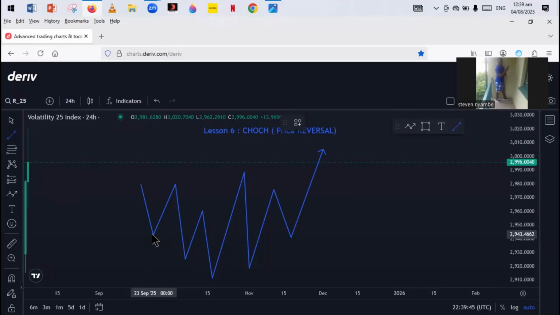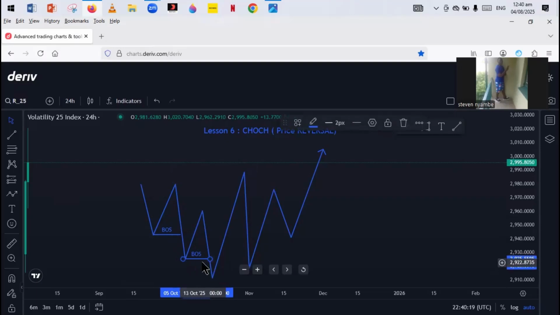So we have this is a break of structure. That is a break of structure. So that's a break of structure. Let me just clone that. That is a break of structure.